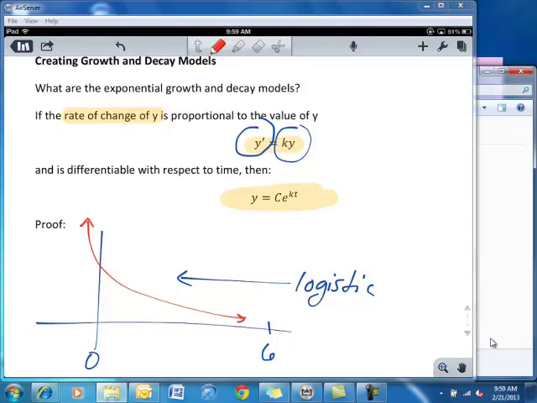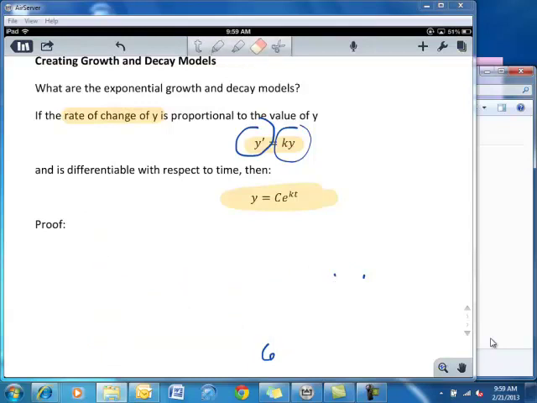But I just want you guys to know, as far as population goes, logistic is the more realistic model. We don't study logistic in here unless we have a lot of extra time. That is a BC topic. We can talk about that in more detail, what the equation looks like, where it comes from, and all that stuff.